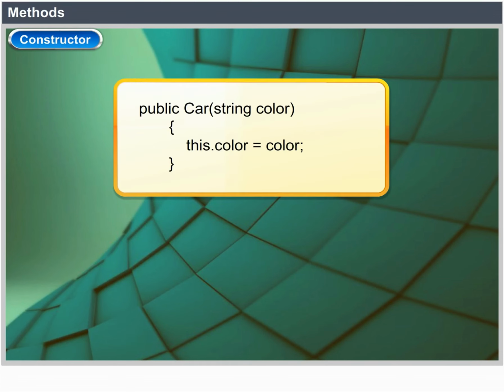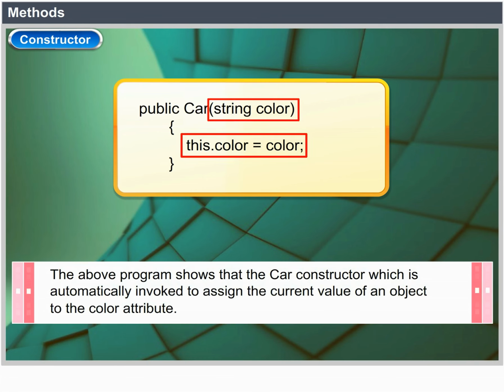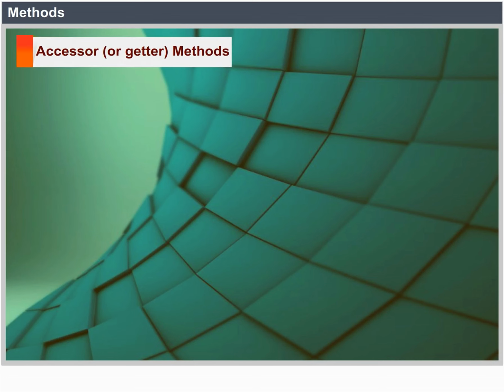Constructor: public Car(string color) { this.color = color; }. A constructor is a special method of a class which will be invoked automatically whenever an instance or object of the class is created. In C++, Java and C# and many other languages, it has the same name as the class. The above program shows that the Car constructor is automatically invoked to assign the current value of an object to the color attribute.